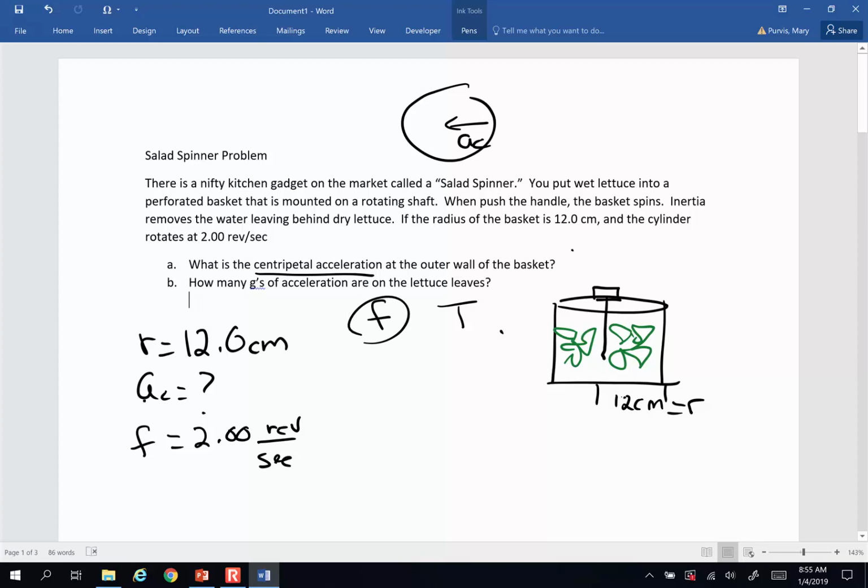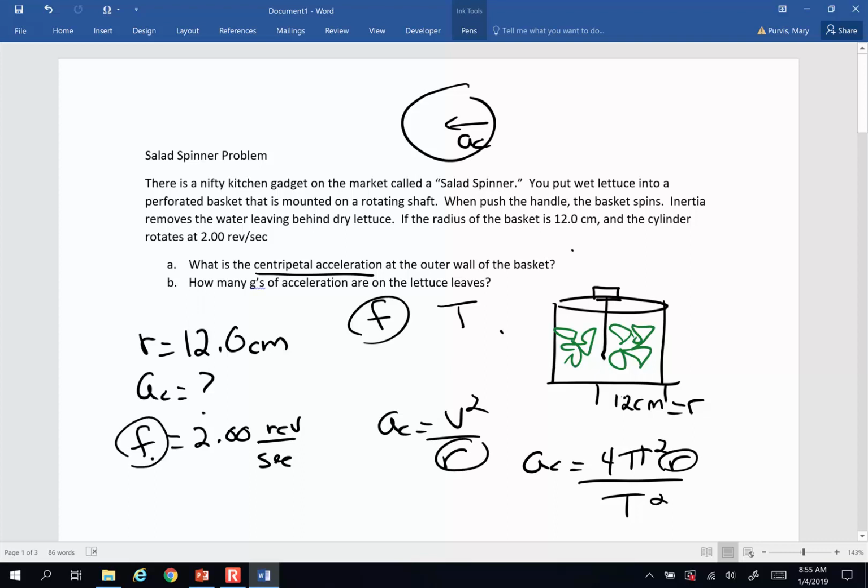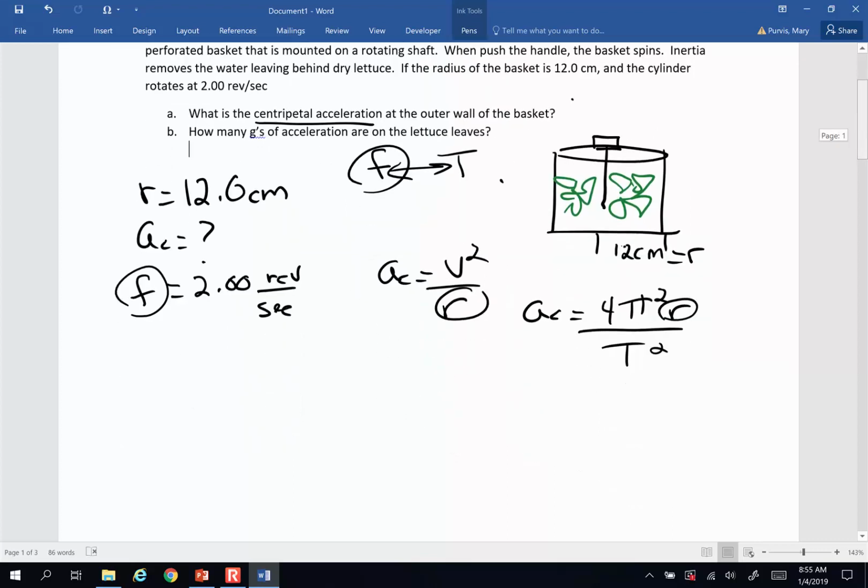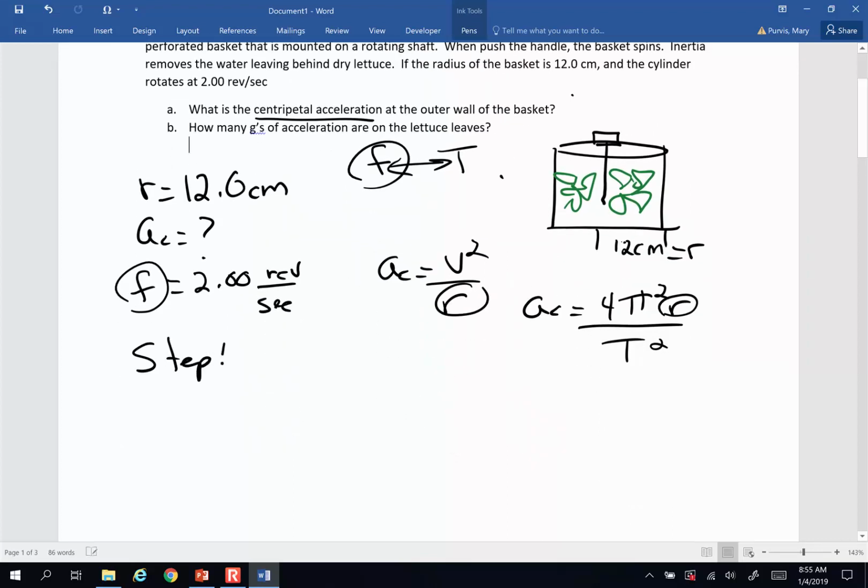So that's my data. I'm looking for centripetal acceleration, and I have 2 equations: v squared over r, or centripetal acceleration is 4 pi squared r over T squared. If these are my 2 equations, both of them contain r, and neither one contains frequency. But I can convert frequency to period and period to frequency. So I think this is going to be a 2-step problem. Step 1 is going to be to find period. And period is equal to 1 divided by frequency, 1 divided by 2 revolutions per second.